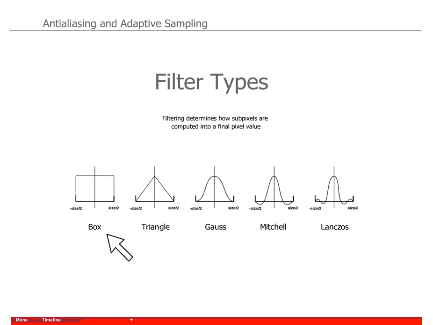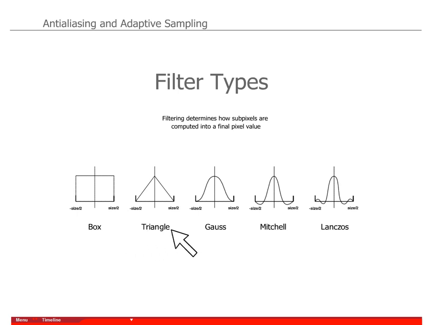So if you set box to 1, then it will only consider the subsamples within the pixel. If you increase box beyond 1, then it will start to consider samples from neighbor pixels or subpixels. And obviously, because all the subpixels inside this zone have the same influence, it will tend to blur out the pixel.